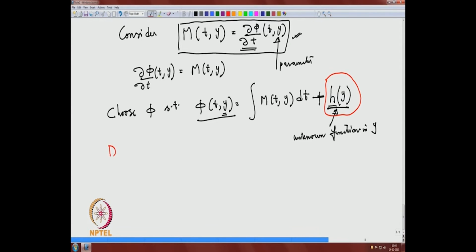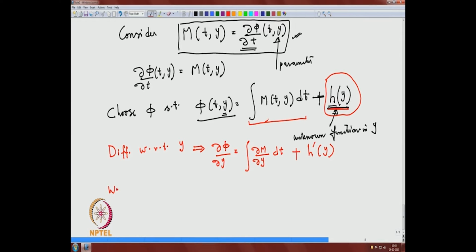So, you have to differentiate with respect to y. Now, this is an integration with respect to t, so the integral will not get cancelled. You will have the integral of dm/dy, suppressing the arguments, dt. Then you have to differentiate h with respect to y, which we denote by h prime of y, because there is only one argument, or you can write it dh/dy. And you want this to be n equal to dφ/dy.